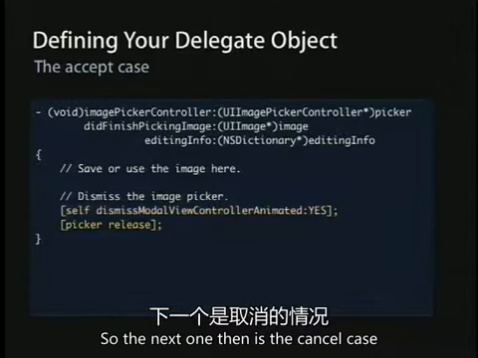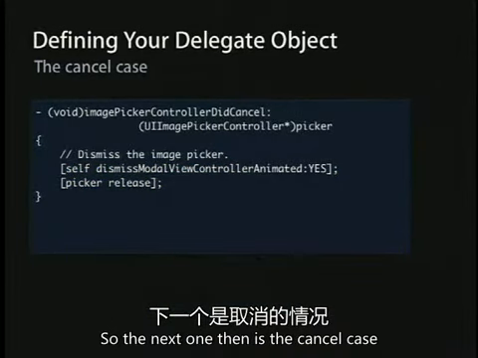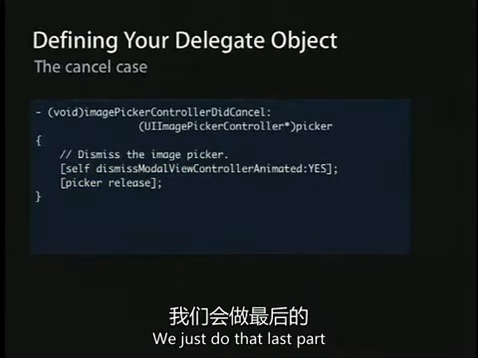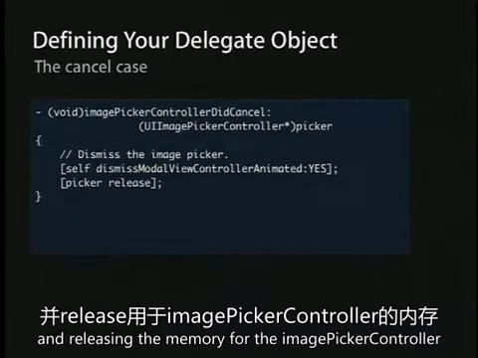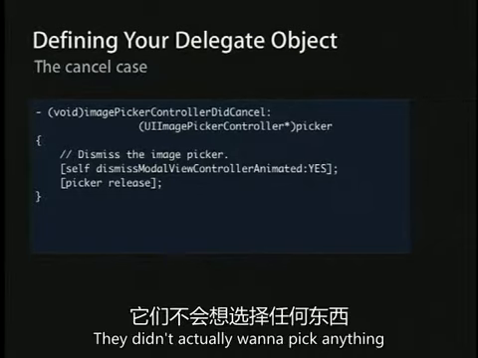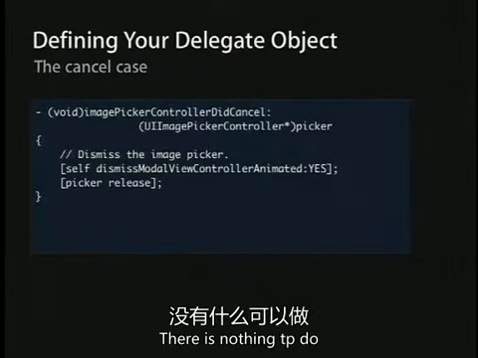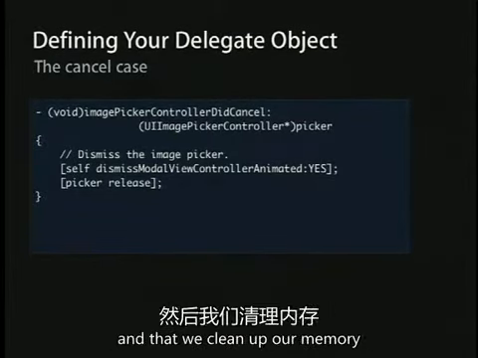I keep forgetting I have these highlighted. All right, so the next one then is the cancel case, and this one is even easier, right? We just do that last part of dismissing the modal view controller and releasing the memory for the image picker controller because the user canceled. They didn't actually want to pick anything. There's no image. There's nothing to do. Just make sure that the UI goes away and that we clean up our memory.